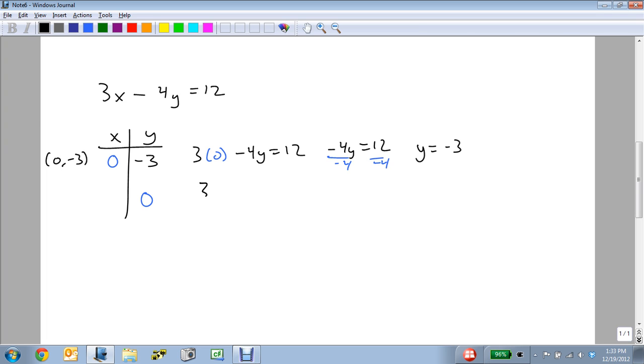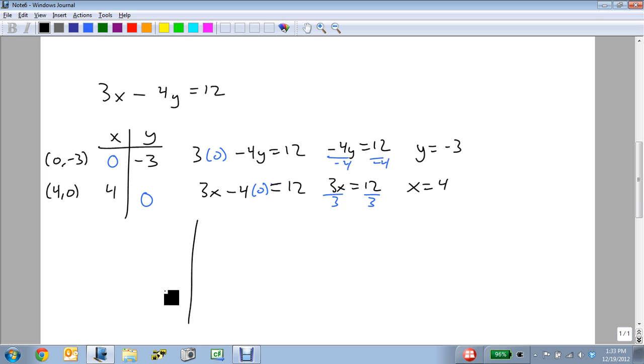For our x, we plug in 0 for y. So we end up with 3x equals 12. Divide both sides by 3. And we get that x equals 4. So we get a point at 4, 0. And with just these points, we get a point at 4, 0, and at 0, minus 3. Draw our line through them, and we get our graph.